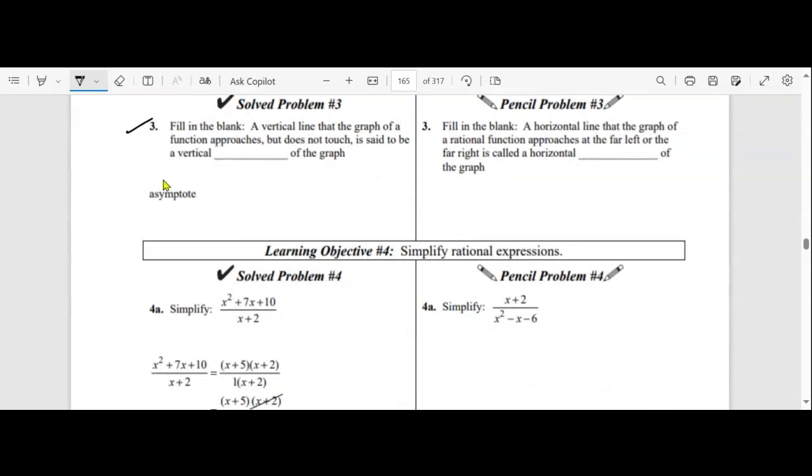Okay, Ryan, read number 3. Fill in the blank: a vertical line that the graph of a function approaches but does not touch is said to be a vertical asymptote of the graph.